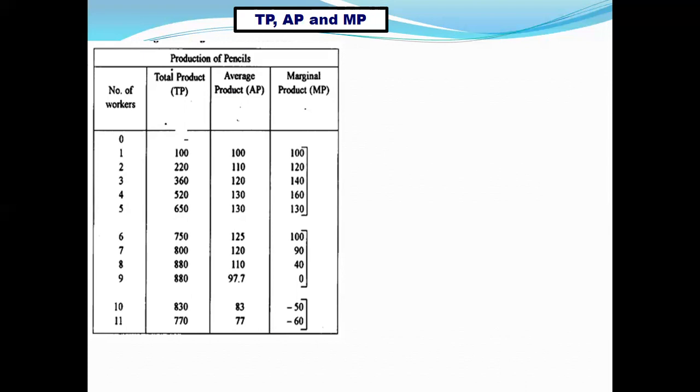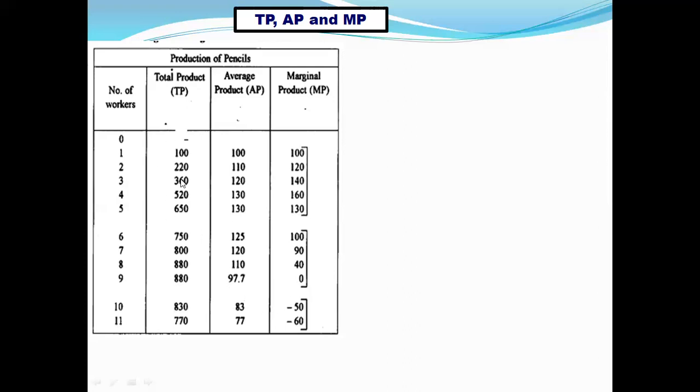From the table we can see that as the amount of labor employed increases from 0, 1, 2, 3, 4, 5, total output is increasing, till 8 units of labor. Till 8 units of labor, total output is increasing till 880. So what we can see is that initially total product is increasing at an increasing rate. How do we know total product is increasing at an increasing rate?